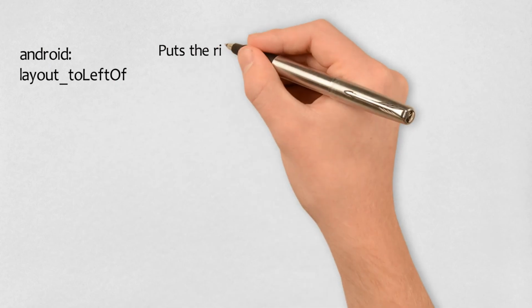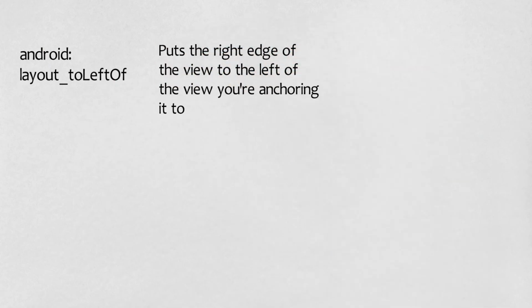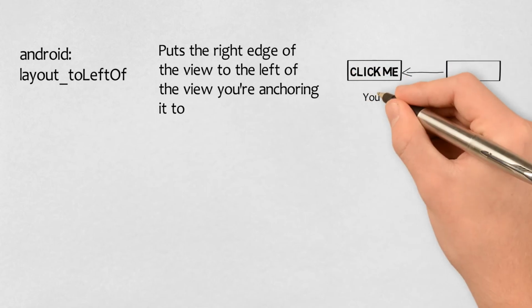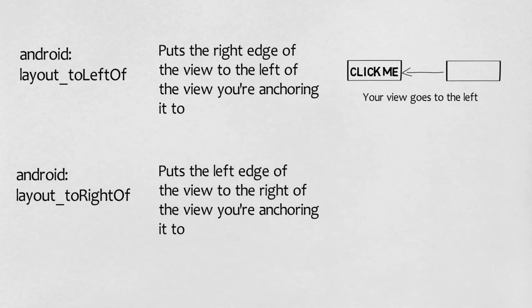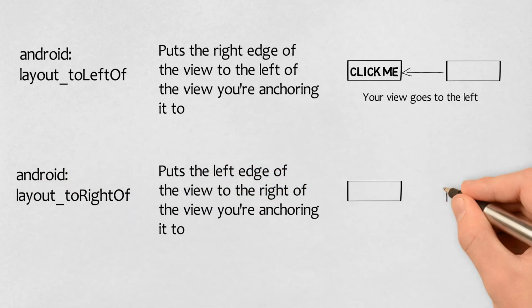android:layout_toLeftOf puts the right edge of the view to the left of the view you are anchoring it to. android:layout_toRightOf puts the left edge of the view to the right of the view you are anchoring it to.